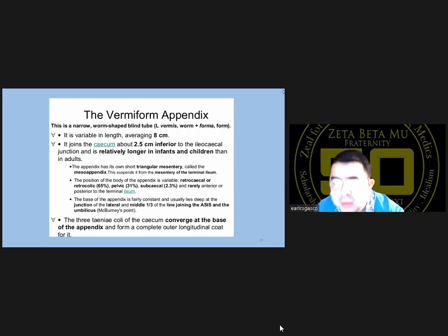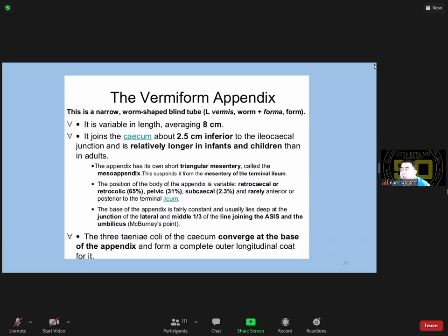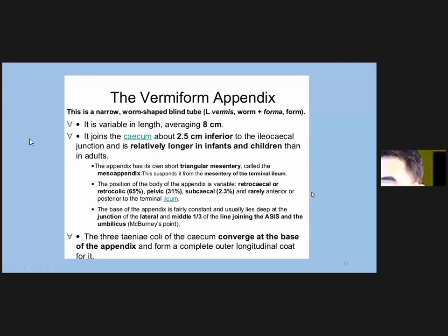Retrocolic, okay. Sorry, mali. So it makes it hard for us radiologists when we are trying to look for it, if we're trying to rule out appendicitis. When it's behind the cecum, the gaseous part of the cecum, it obscures the appendix most of the time. So it's pelvic in location 31% of the time, and subcecal 2.3% of the time.